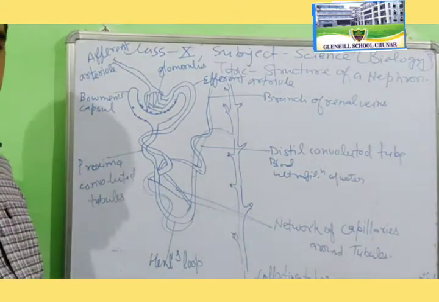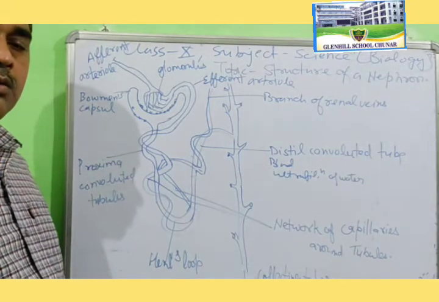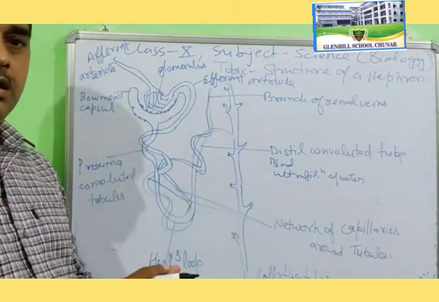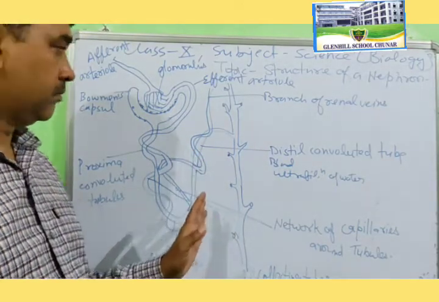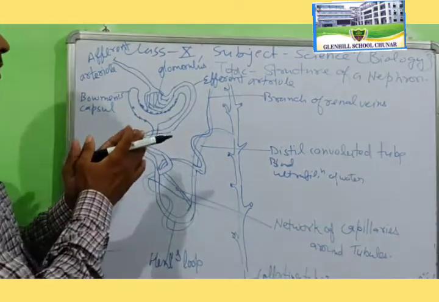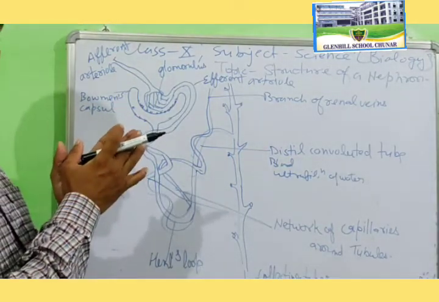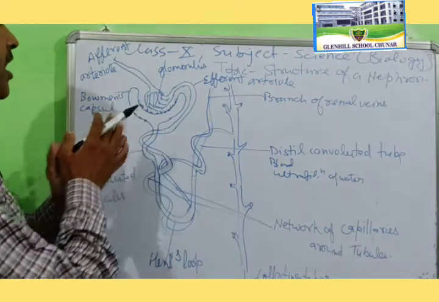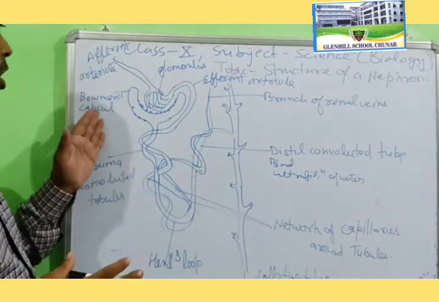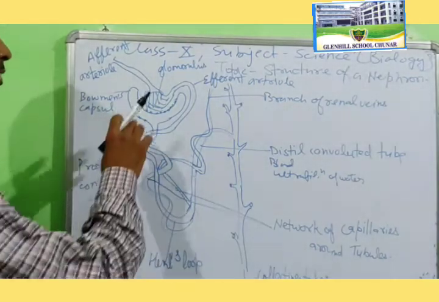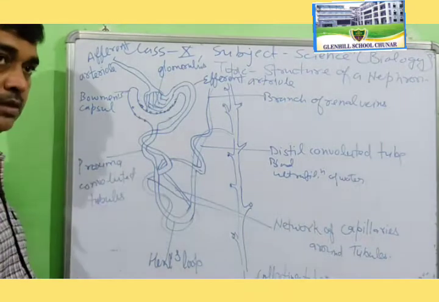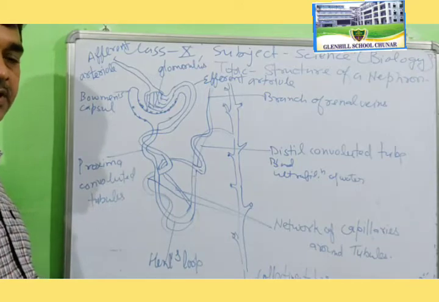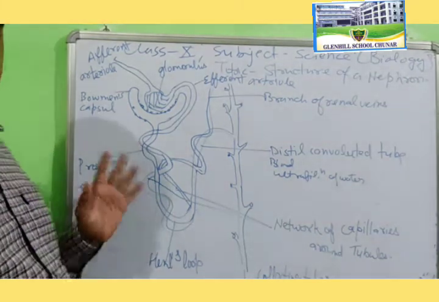Now listen carefully. Very simple structure of a nephron. This is the cup-shaped structure. This is called the glomerulus. Where the glomerulus is found, the Bowman's capsule is a cup-shaped structure where very small pores are situated for the ultrafiltration of water, amino acids, salts, minerals, potassium, calcium from the blood.